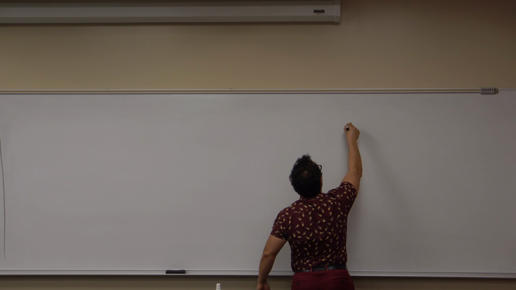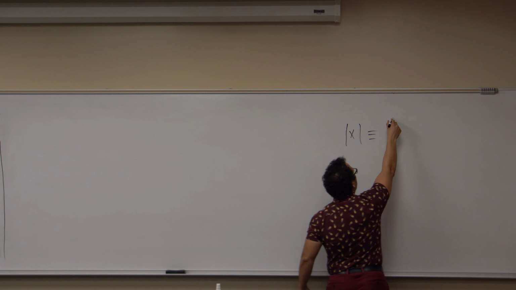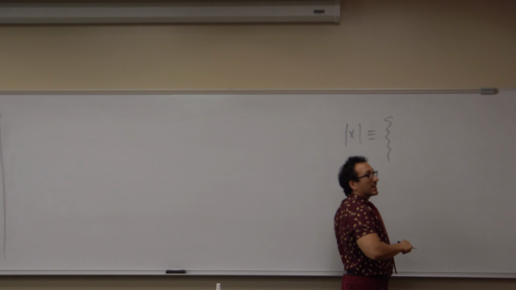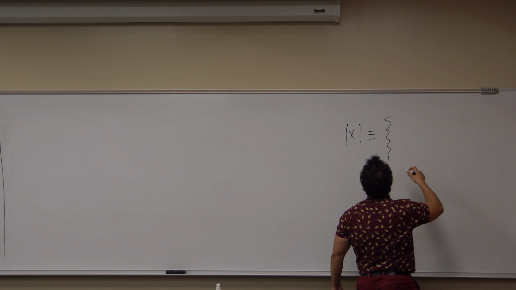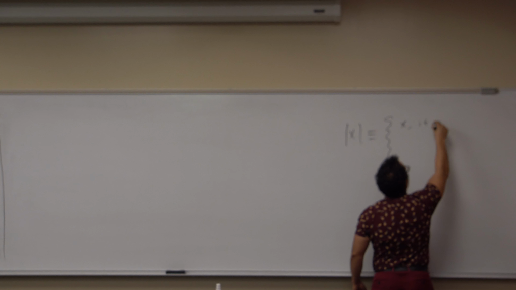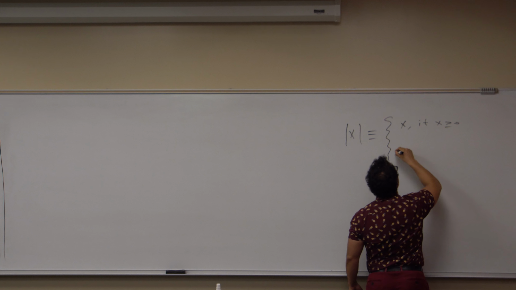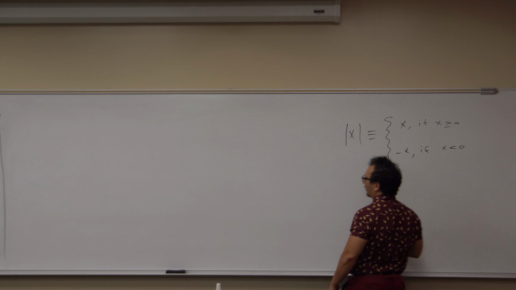Hello. This video will have to do with defining the absolute value. The absolute value, denoted by these bars, of some x, mathematically is defined as a piecewise function, meaning it's defined in different pieces. The first piece is x. The absolute value of x is really x if the value of x is greater than or equal to 0, and it's negative x if the value of x is strictly less than 0.